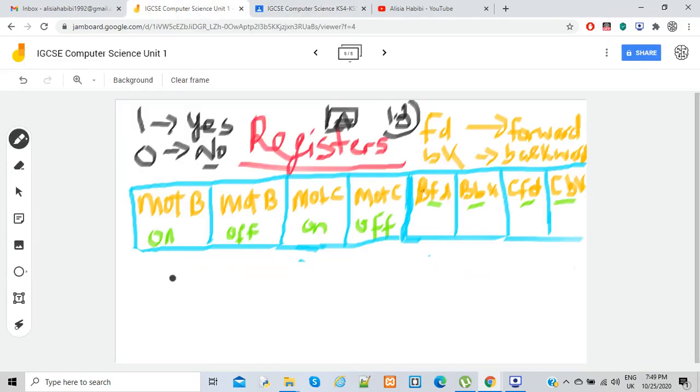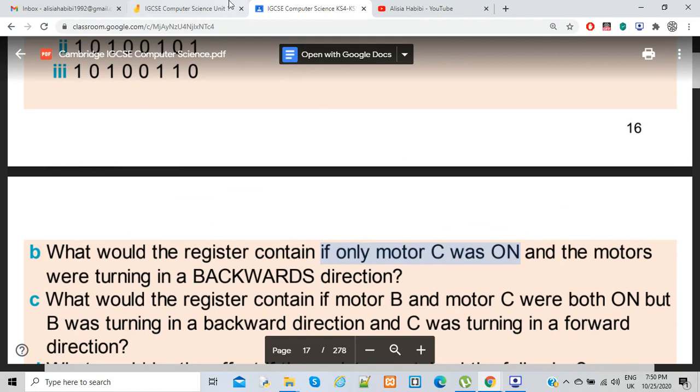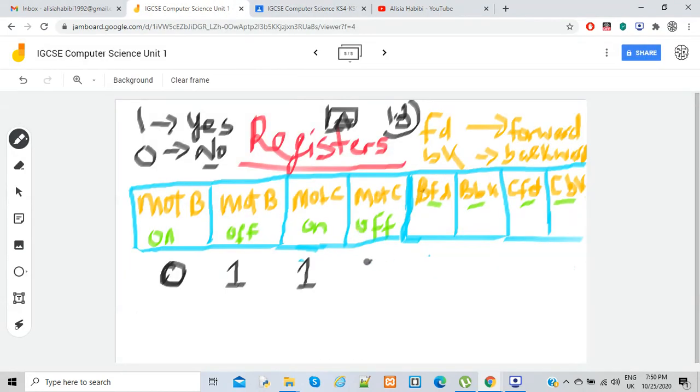So B on is going to be 0, because it should not be on. They said only C. Remember, 0 represents no. B off is going to be 1, yes, it should be off. C on is going to be a 1, because it says only motor C should be on. C off should be a 0. No, it should not be off, it should be on.